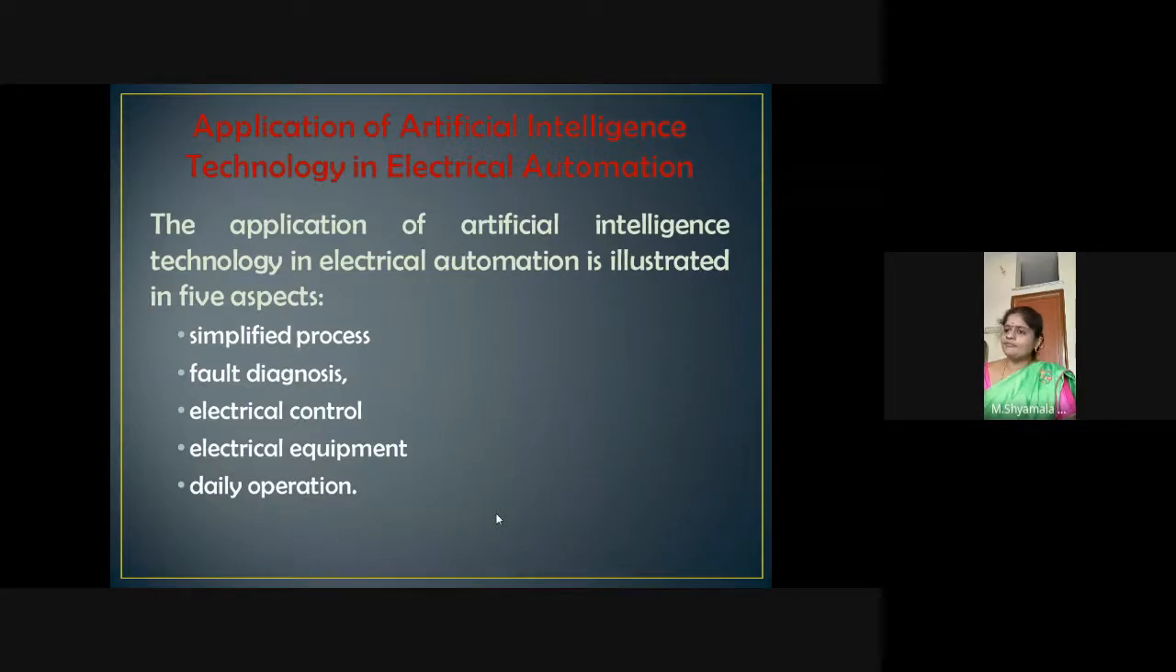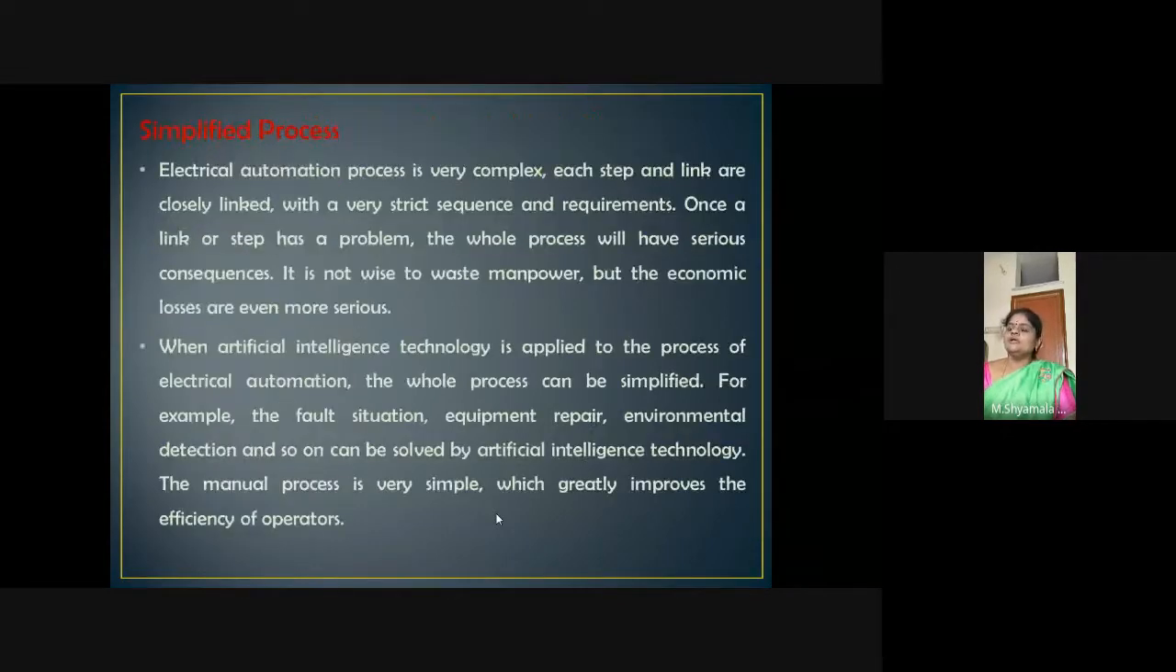One is simplifying the process, fault diagnosis, electrical control, electrical equipment, and daily operations. In the simplified process, electrical automation is a very complex process. Each step and link are closely linked with very strict sequence and requirements. Once a link or step has a problem, the whole process will have serious consequences. It is not only a waste of manpower, but the economic losses are even more serious.